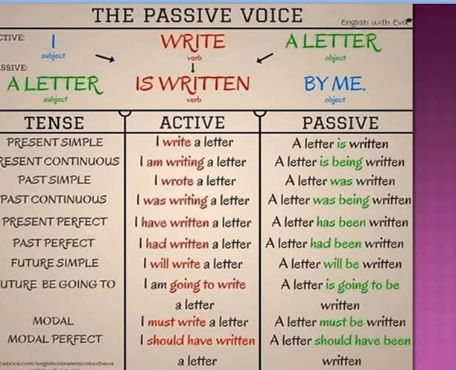I am going to write a letter: A letter is going to be written by me. I must write a letter: A letter must be written by me. I should have written a letter: A letter should have been written by me.